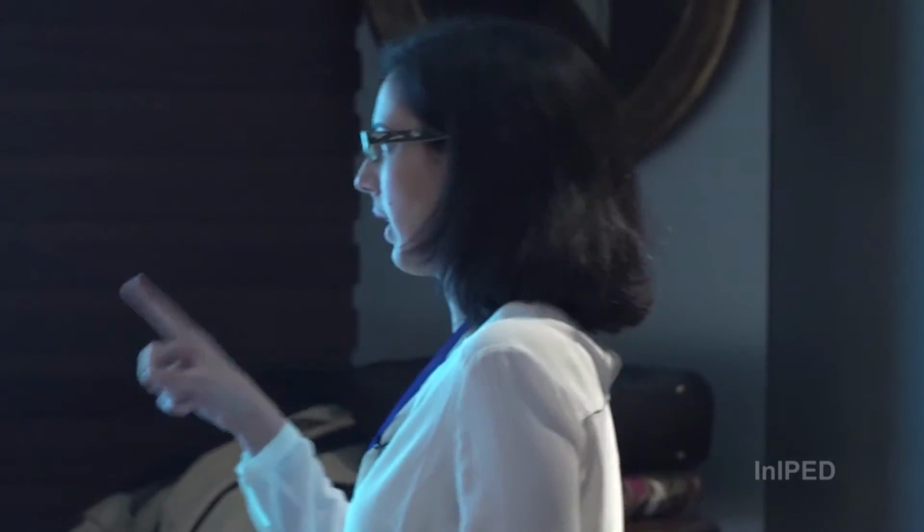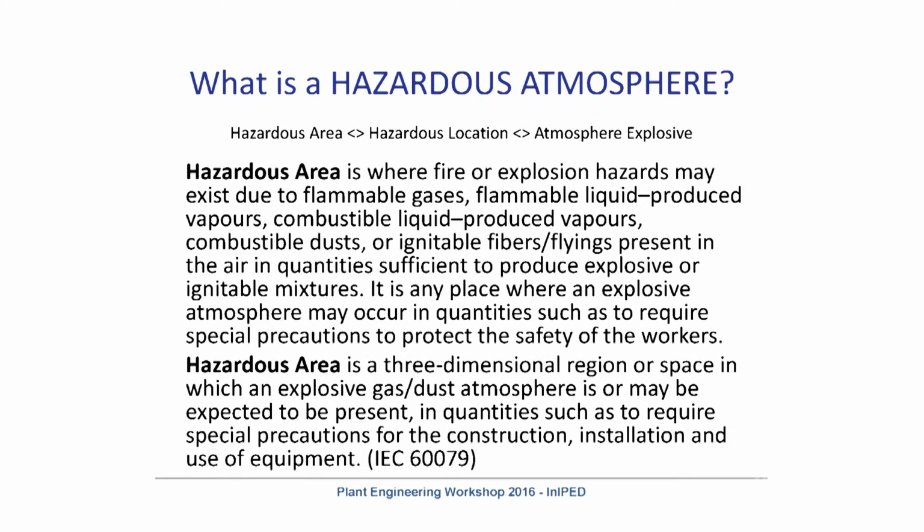So hazardous area, according to the definition, is where fire or explosion hazards may exist due to flammable gases, flammable liquids, produced vapors, combustible liquid, produced vapors, or dust or ignitable fibers. So these elements need to be in the air in quantities sufficient to produce explosive or ignitable mixtures. It's any place where an explosion may occur in quantities such as to require special precautions to protect the safety of the workers and the facilities.